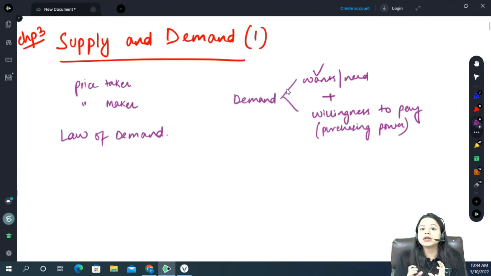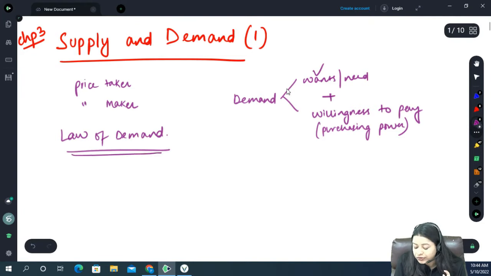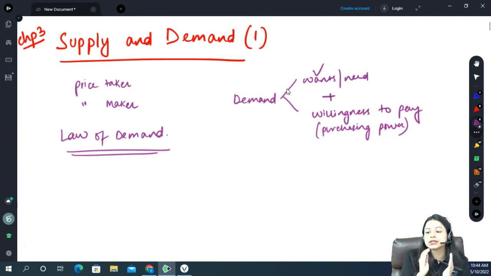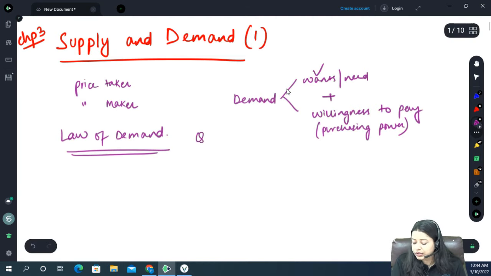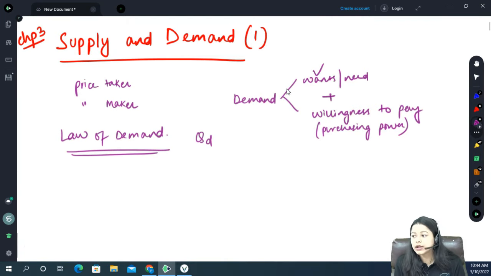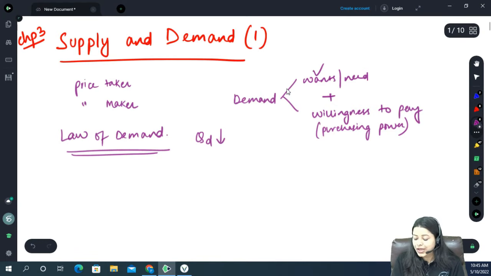Now, quantity demanded, for example: how much do you want a particular good, how much are you willing to pay for a particular good at a given period of time? That is your quantity demanded. So law of demand says what is the quantity of good over a given period of time. We denote quantity demanded as QD. All right. So we say in the law of demand that the quantity demanded for a good over a given period of time will fall as the price of the particular good increases.